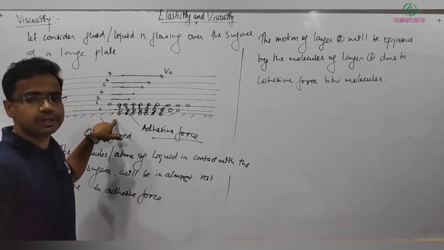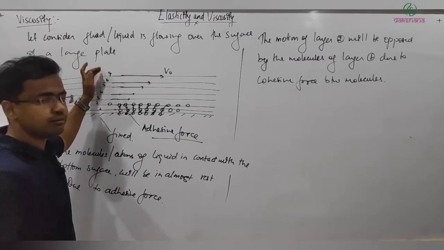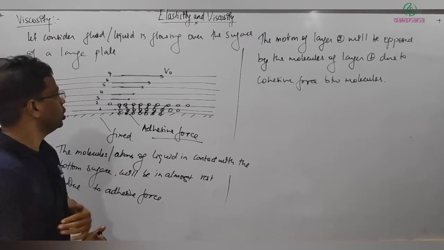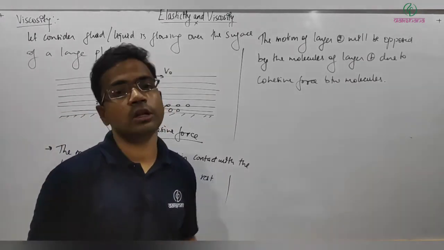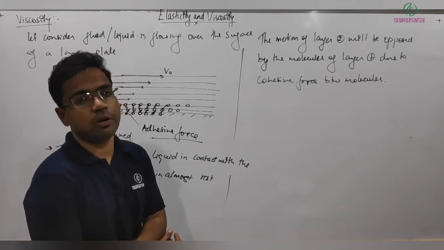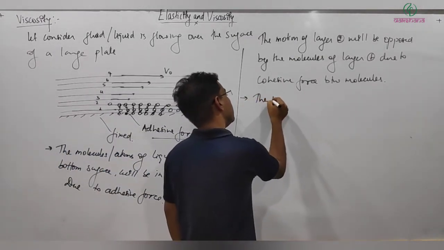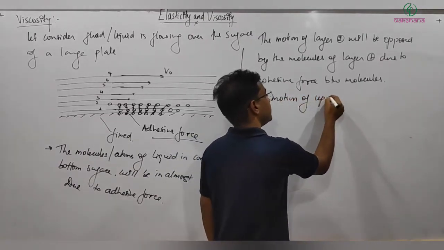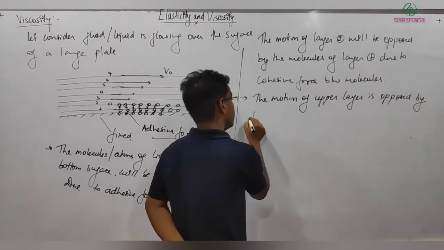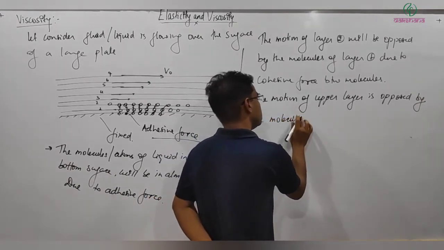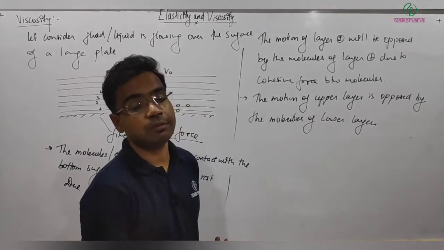The layer which is in contact with the solid surface will be almost at rest, and the top will be moving with the highest velocity. So the motion of the next upper layer will be opposed by the next lower layer, is it? Basically, the upper layer is trying to pull the lower layer into motion, or trying to increase its velocity, is it? So here I can say the motion of the upper layer is opposed by the molecules of the lower layer. How they will oppose, that must be also clear with the help of cohesive force, is it?